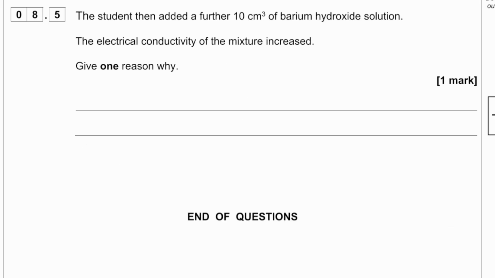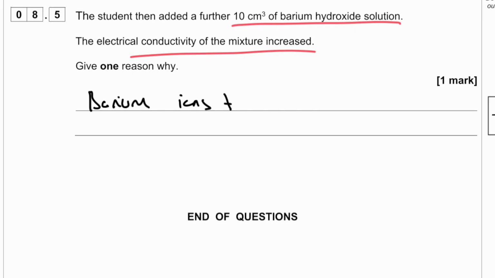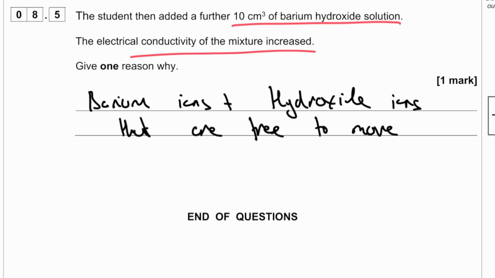8.5, the student then added a further 10 centimeters cubed of barium hydroxide solution. Would the electrical conductivity of the mixture increase? Give one reason why. Well, now we've added barium hydroxide solution. Barium hydroxide is an ionic compound. So what you should be able to say is now you've got barium ions and hydroxide ions that are free to move and therefore carry the charge and therefore conduct the electricity.